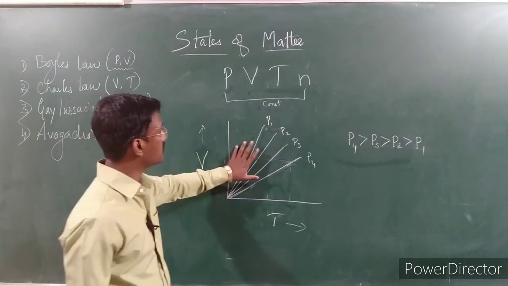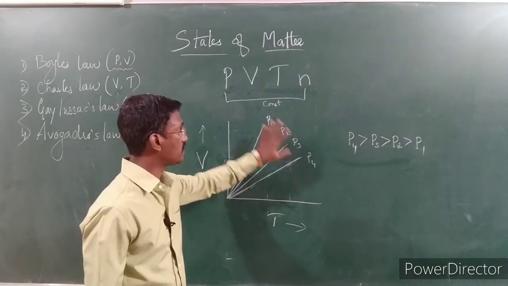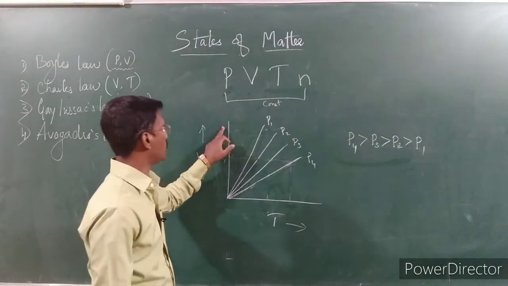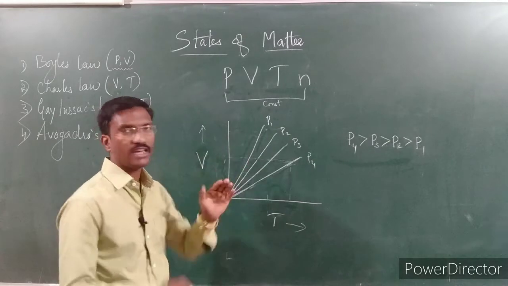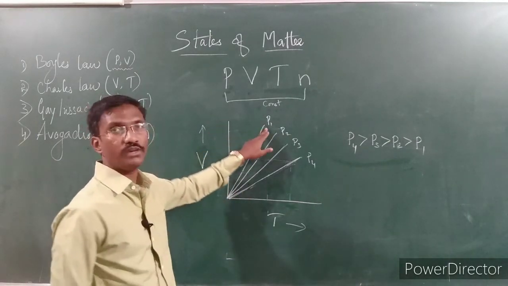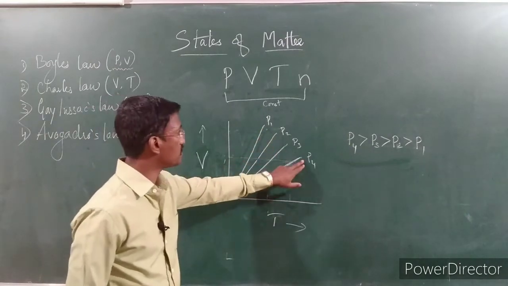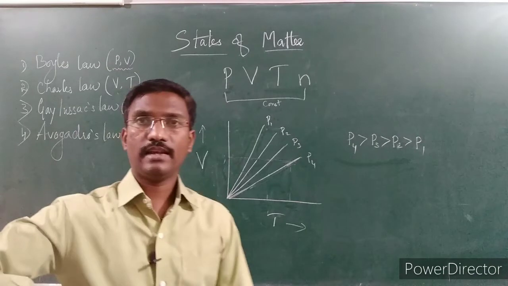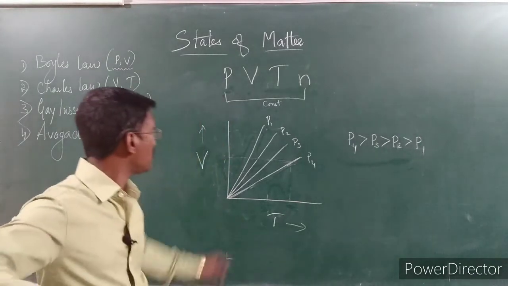So here in this graph, P1, P2, P3, P4 are the constant pressures, whereas this P1 is having the greater volume. It means that how they are varying, they vary inversely. For that reason, if the volume is greater, pressure should be smaller. If the pressure is smaller, volume should be greater.